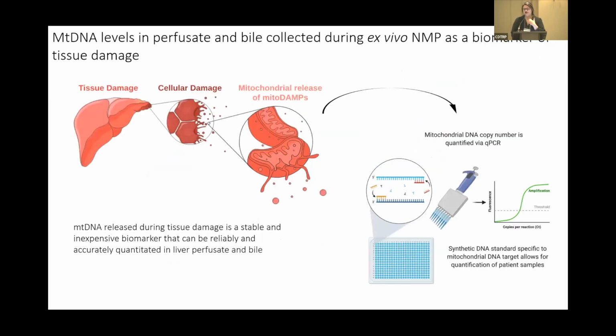Okay, so why does this matter, and maybe why should you care? Well, mitochondrial DNA is a stable and robust biomarker. It can be applied to many different clinical scenarios. So we've done it in human serum and bile and perfusate. More recently, we're looking at levels of mitochondrial DNA in healthy patients versus patients with pancreatic cancer. And I think we're doing glioblastoma next.